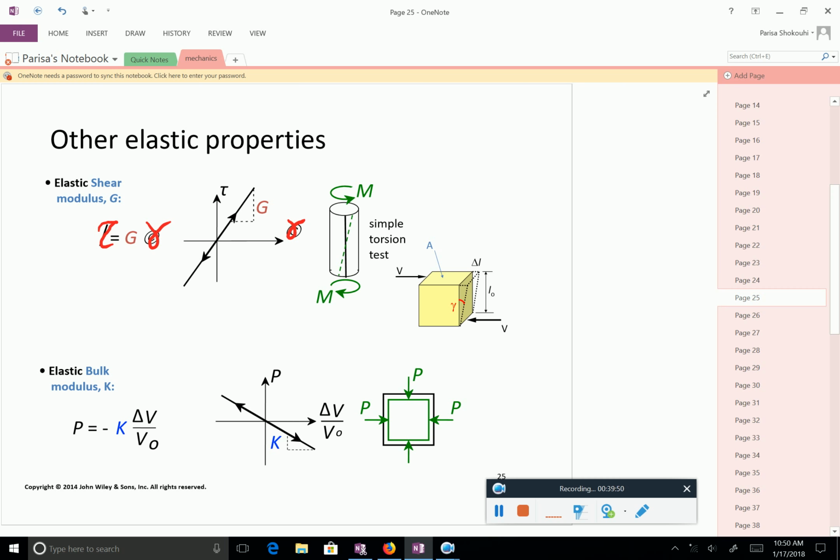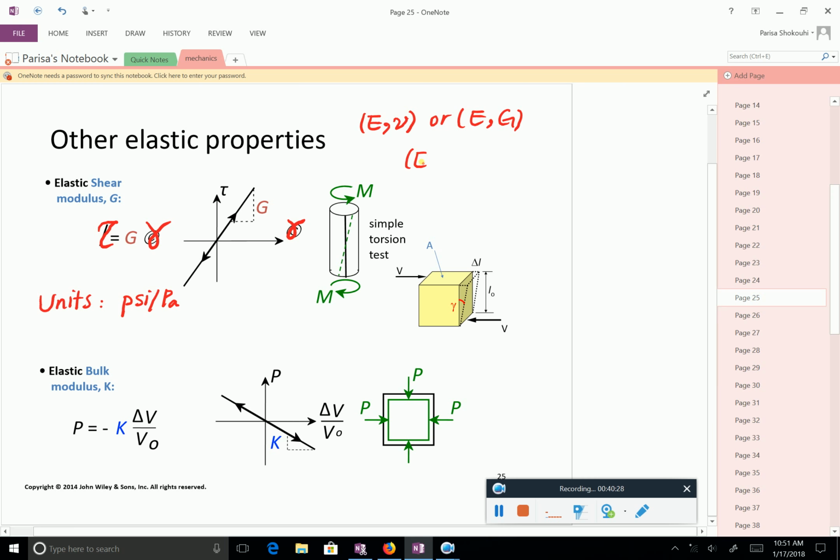And in terms of units, it's again the same units as stress, so you have PSI or Pascal, etc. So this is the shear modulus. So remember that you need two parameters. You can choose to use E and Poisson's ratio or E and G.